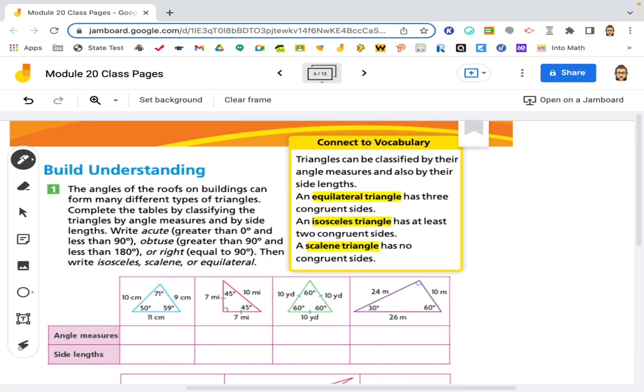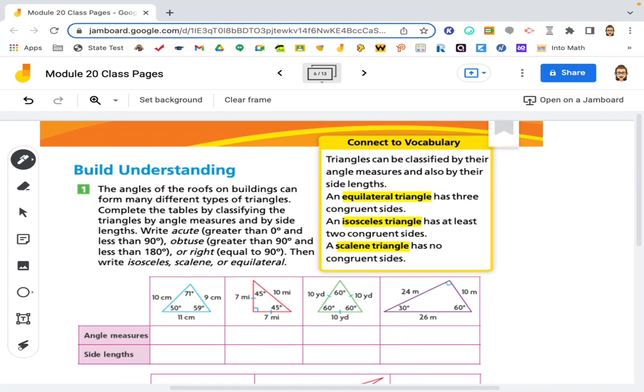Okay, so build understanding. It says the angles of the roofs on buildings can form many different types of triangles. Complete the tables by classifying the triangles by angle measure and by side lengths. Write acute, greater than 0 degrees, less than 90 degrees, obtuse, greater than 90 degrees, less than 180 degrees, or equal to 90 degrees. Then write isosceles, scalene, or equilateral.